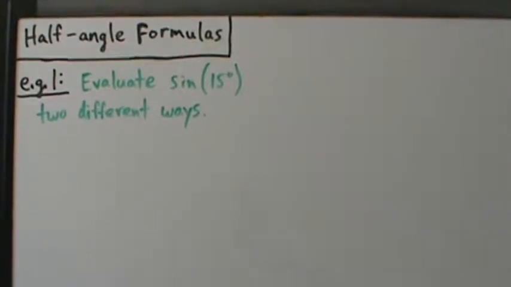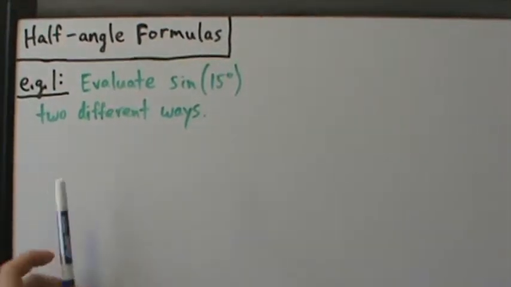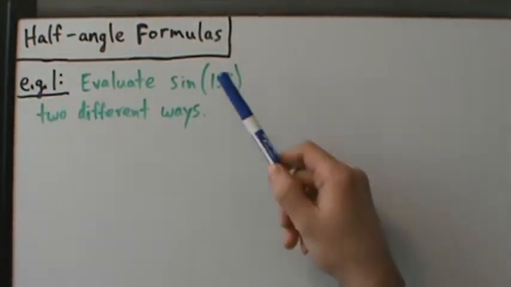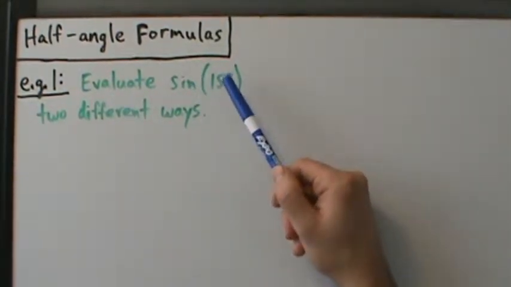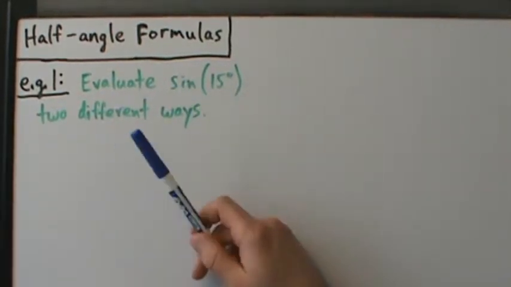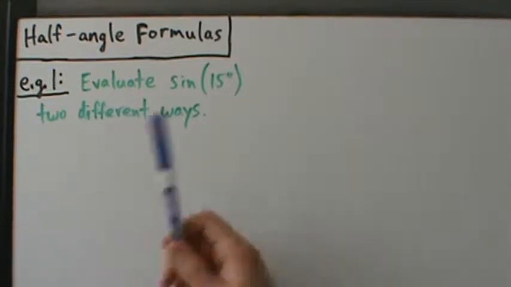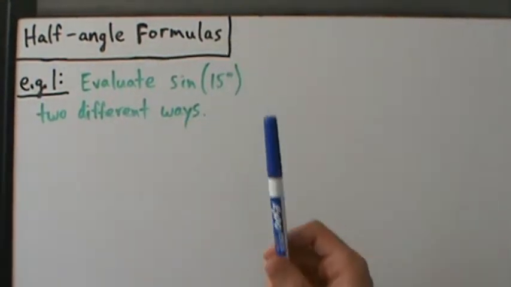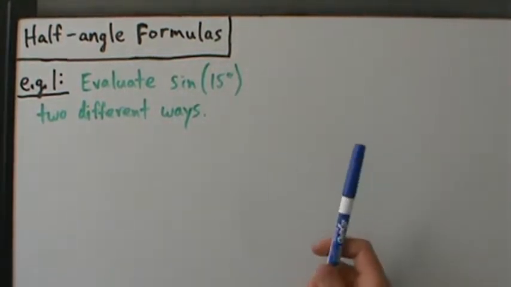Here's example 1 of using half-angle formulas. So here we have to evaluate sine of 15 degrees two different ways. We've done some stuff like this before with the sum and difference angles. For this example, we're evaluating this two different ways. One way is going to be with the sum and difference formulas that we used before, and the other way is going to be with the half-angle formulas. And we'll make sure that the answers we get are the same.